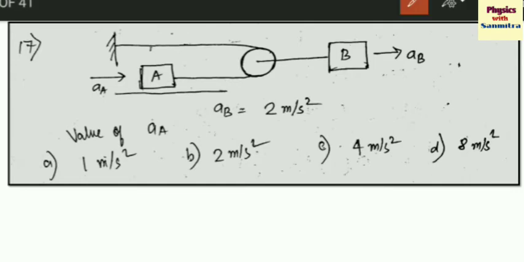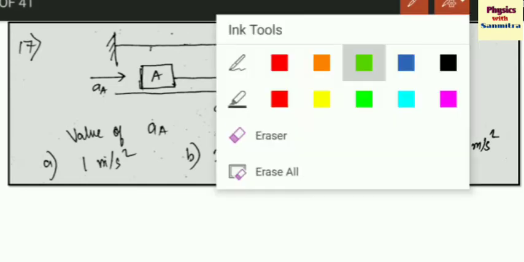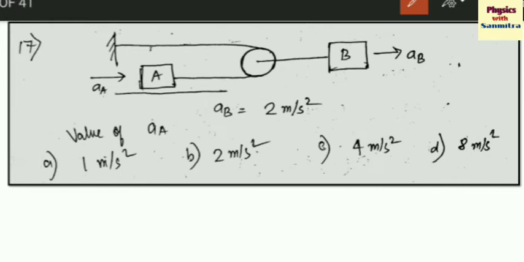Now we will be using the contact point method. What is the contact point method? I have already discussed this in our previous video in the constraint motion playlist. You can watch it. See, identify the contact points. The string is in contact with A, so this is point number 1. This is in contact with B, pulley, so point number 2. This is in contact with this pulley, so point number 3. This is in contact with this support, so point number 4.